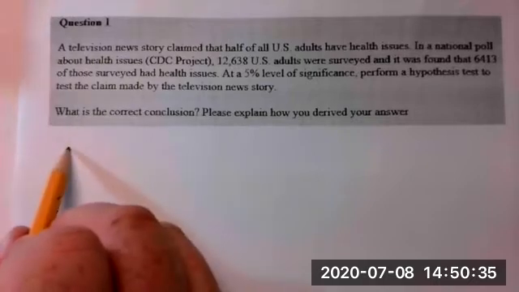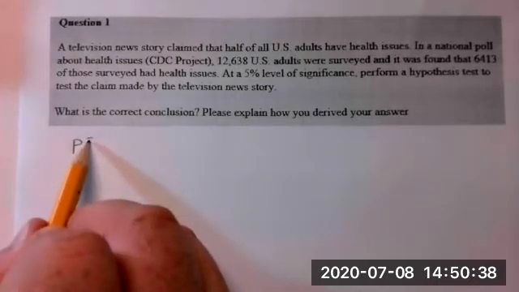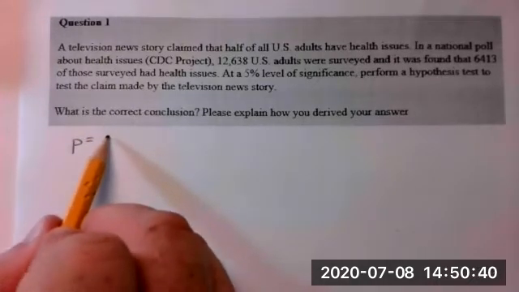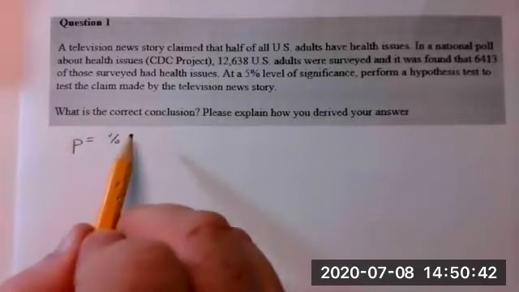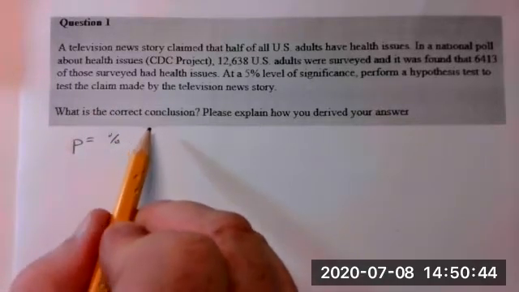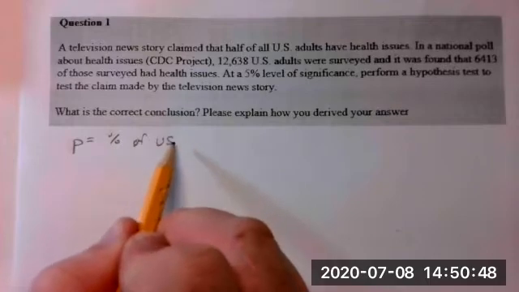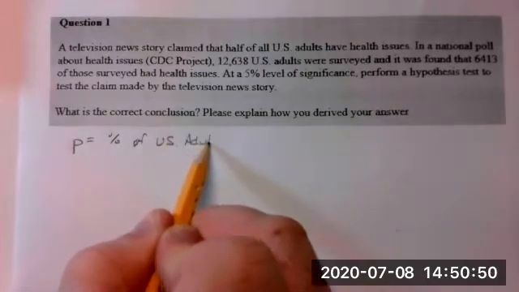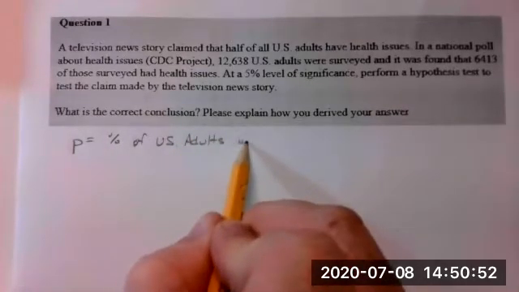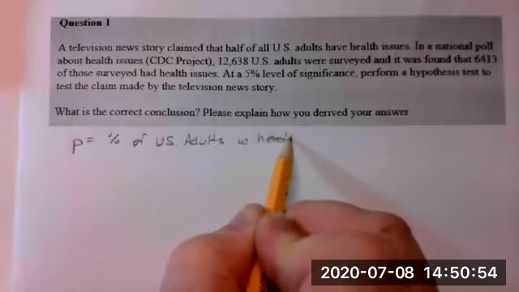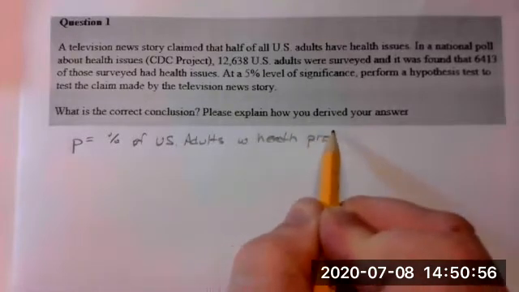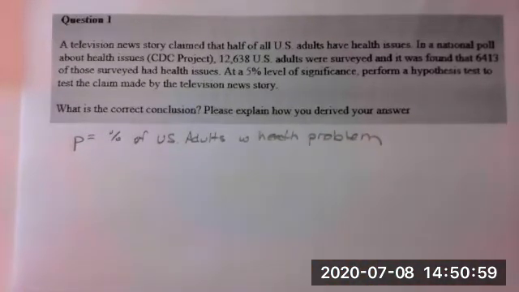So I'm just going to start by writing out what information we're looking for. We're talking about proportion here. We're talking about a population, and so our proportion, or percentile, is the percent of U.S. adults with a health problem.